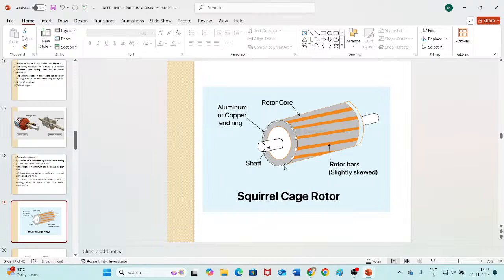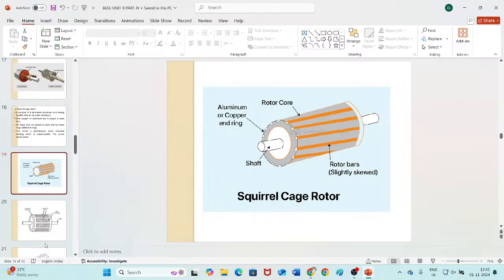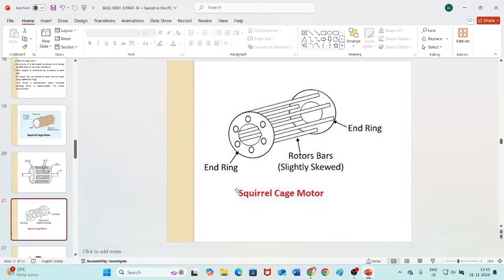All these copper bars are joined at the ends to the end ring. You can see the copper end ring. These rotor bars are joined at the end rings, and these end rings are permanently short circuited. In another image of the squirrel cage rotor, you can see the rotor bars short circuited by the end rings.